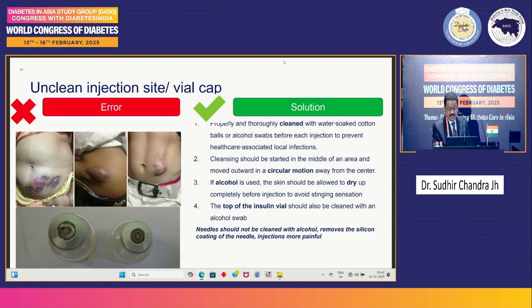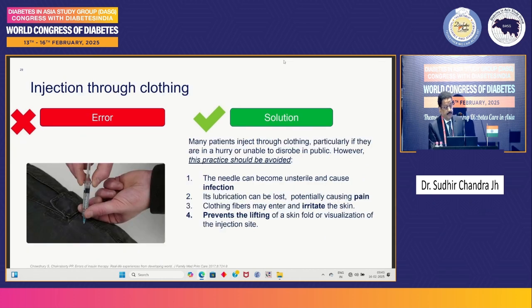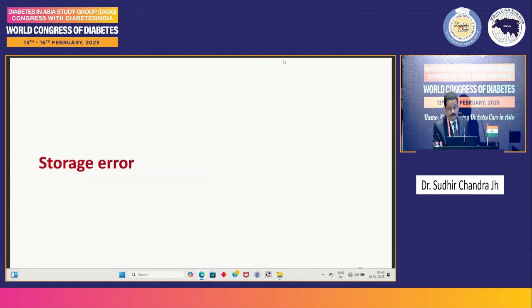Thorough cleaning should be done with water, soap, cotton or alcohol swabs, and it should be in a circular motion. If alcohol is used, the skin should be allowed to dry completely before injection to avoid a stinging sensation. And rubbing the injection site should not be done. Injection through clothing is also done sometimes by the patient, particularly when in a party and all. And that should be a complete no-no.